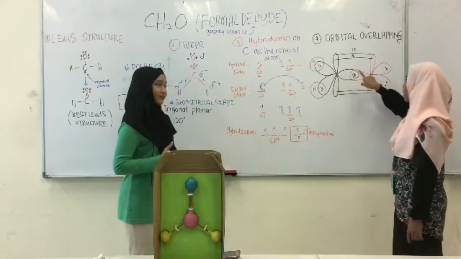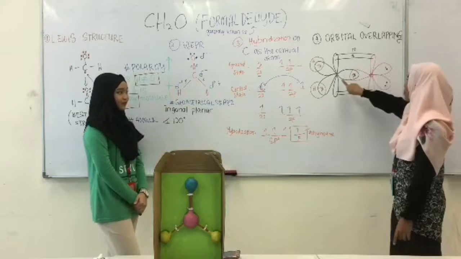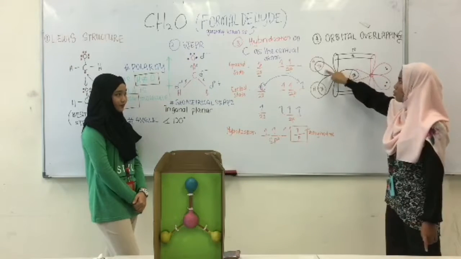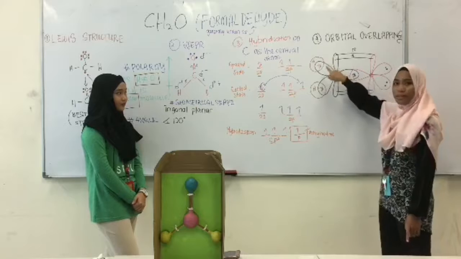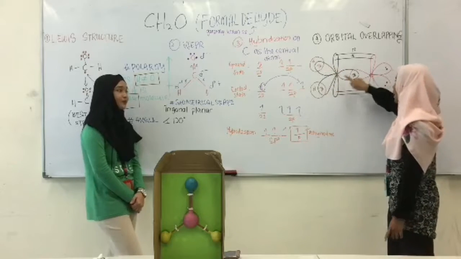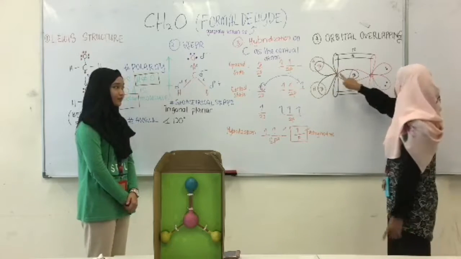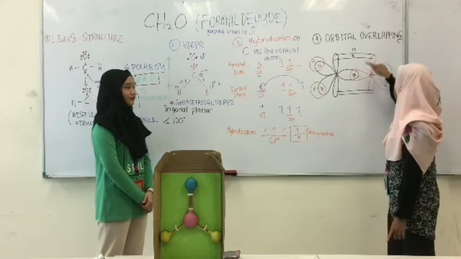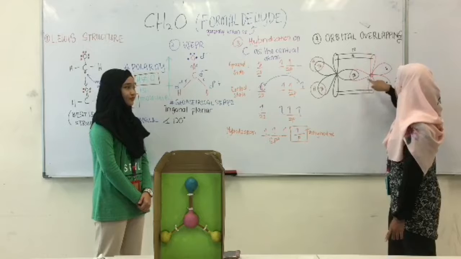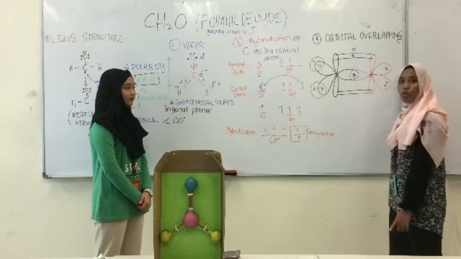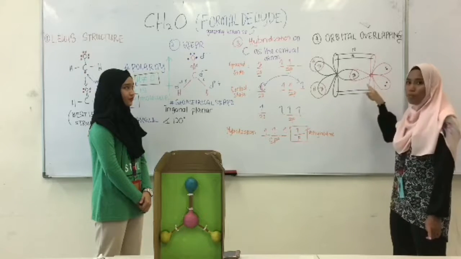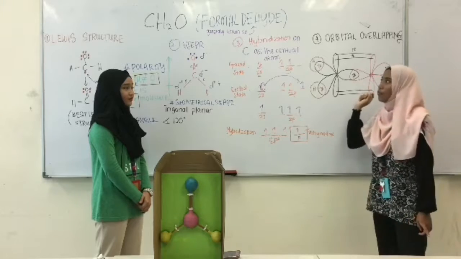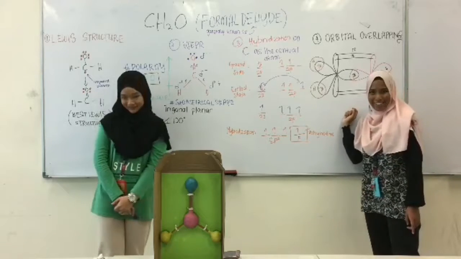As we know, formaldehyde has C, O, and 2 H. C will form sigma bonds with 2 H, and it also will form one sigma bond with O. C and O will form one pi bond, and this is O, and it has 2 lone pairs. This is the orbital overlapping in the formaldehyde molecule. Thank you.